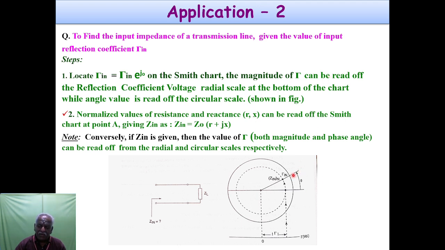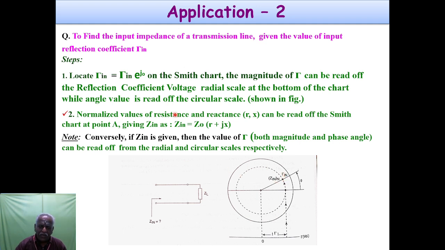Okay, if it is given you can mark it here, and from this point, say it is 160 degrees at this point. So from this 160 to the center of the chart you draw a line, and this line will be cutting this here. So you have to extrapolate this point to the radial scale. You can find the gamma magnitude value. The gamma magnitude value is here. So you can draw this line, and when you mark this point, okay, you can draw the constant VSWR circle also.